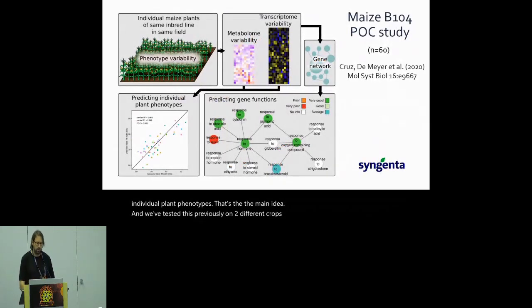This is a picture from a proof of concept study in maize, which was published a couple of years ago in Molecular Systems Biology, where we essentially profiled transcriptome and metabolome for a number of individual field-grown maize plants. And we used this to predict gene functions on the one hand, and on the other hand, to try and predict some phenotypes of these individual maize plants. And essentially, we could show that the data that we generate is not just random noise, but that there's really biological information in these individual plant omics profiles.